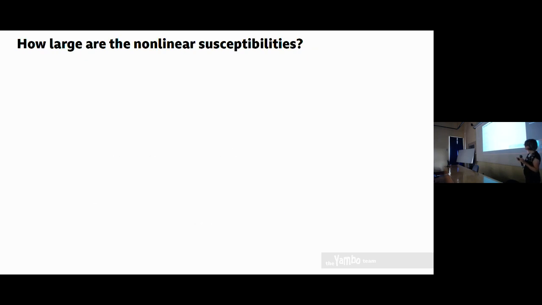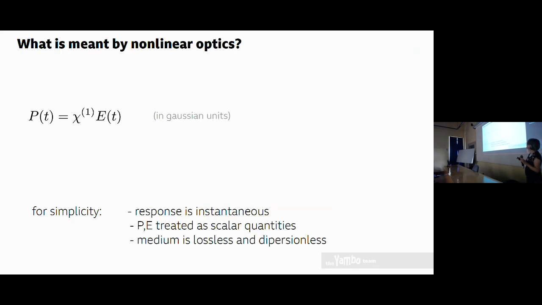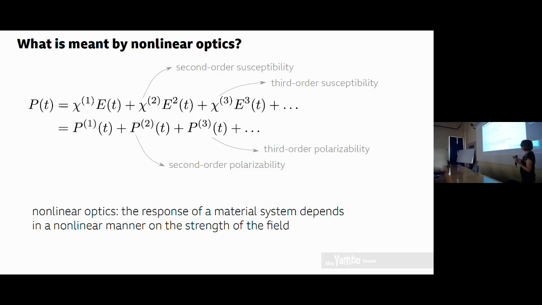So what Nicola said is that if we consider this expression, of course these are small, but then I have the square of the field. This is smaller, but then I have the cube of the field. And what I measure in the end is the polarization or the current. That's what makes it possible to have a signal even with such small coefficients.